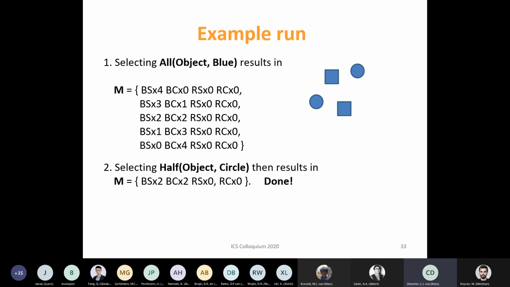If you then happen to select, luckily, half the objects are circles, right? Then you can easily see that only the option in the middle is left, the 2 option, right? That's the only balanced one. So if your algorithm somehow manages to find these 2 descriptions, then you're done.